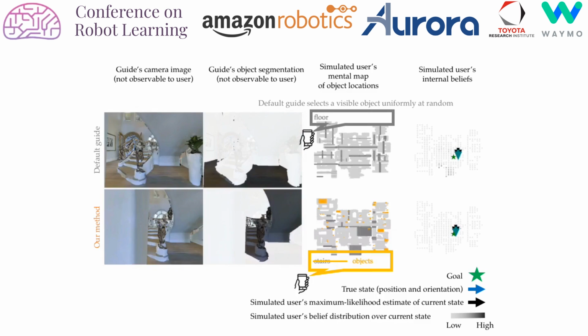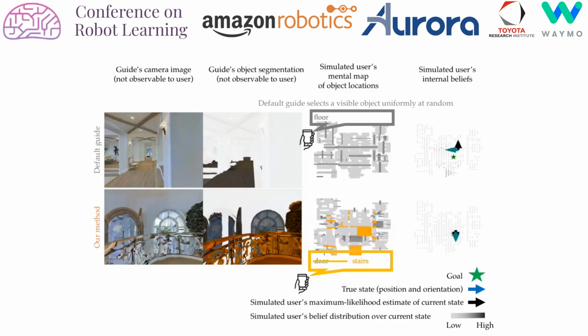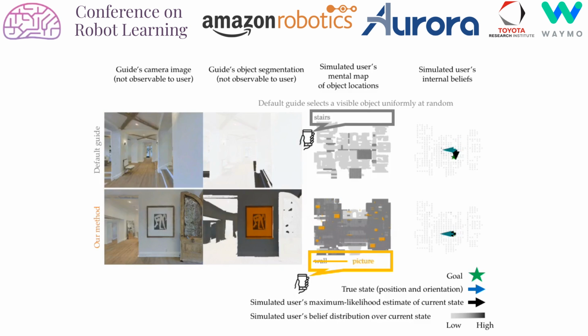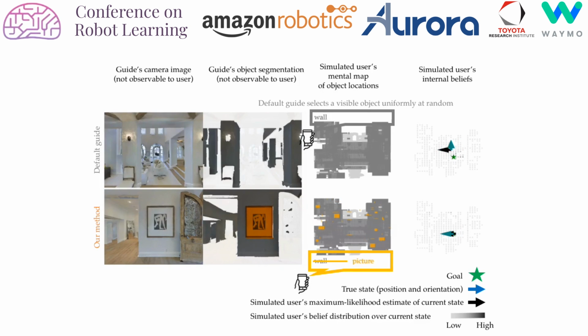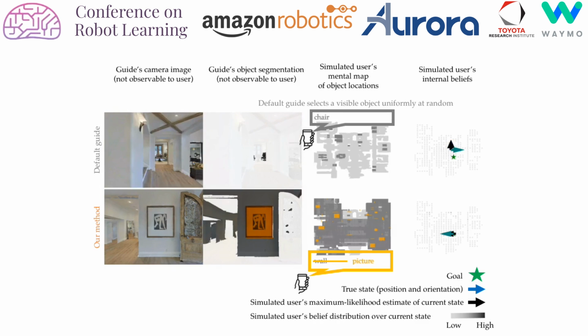Our method improves upon the default guide by optimizing the choice of object information to give the user. This tends to result in more accurate user beliefs and, as a result, the user taking less time to reach their goal. Thanks for listening.